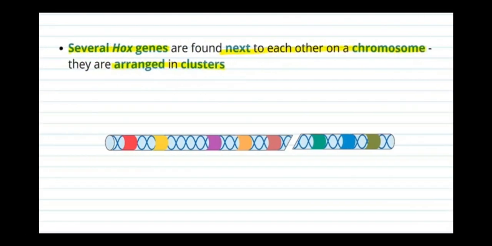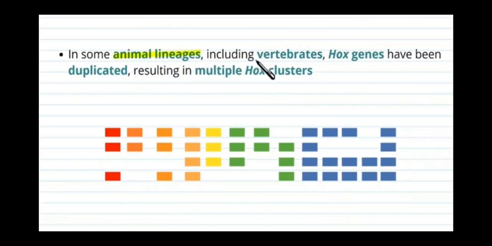Several Hox genes are found next to each other on a chromosome, and they are arranged in clusters. As you can see, in a DNA several Hox genes are present, and these Hox genes give instructions for the structural formation in animals. In some animal lineages, including vertebrates, the Hox genes have been duplicated, which has resulted in multiple Hox clusters.